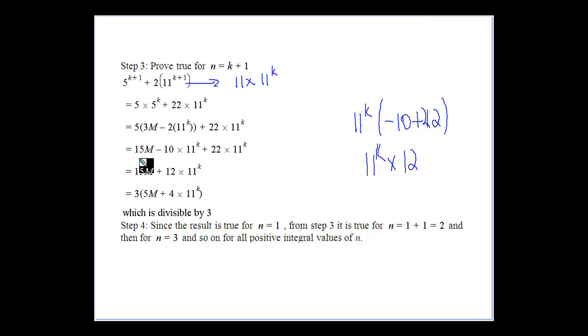So expand it out: 15m minus 10 times 11 to the power of k plus 22 times 11 to the power of k, which gives us 12 lots of 11 to the power of k, which means we can factorise a 3 out of this. That gives us 3 times 5m plus 12 with a 3 factorised out to give us 4 times 11 to the power of k. Now we've got it divisible by 3, because 5m is an integer, and 11 to the power of a whole number is definitely an integer, times 4. So that's going to give us a whole number, which means it's divisible by 3, so thus it is true.